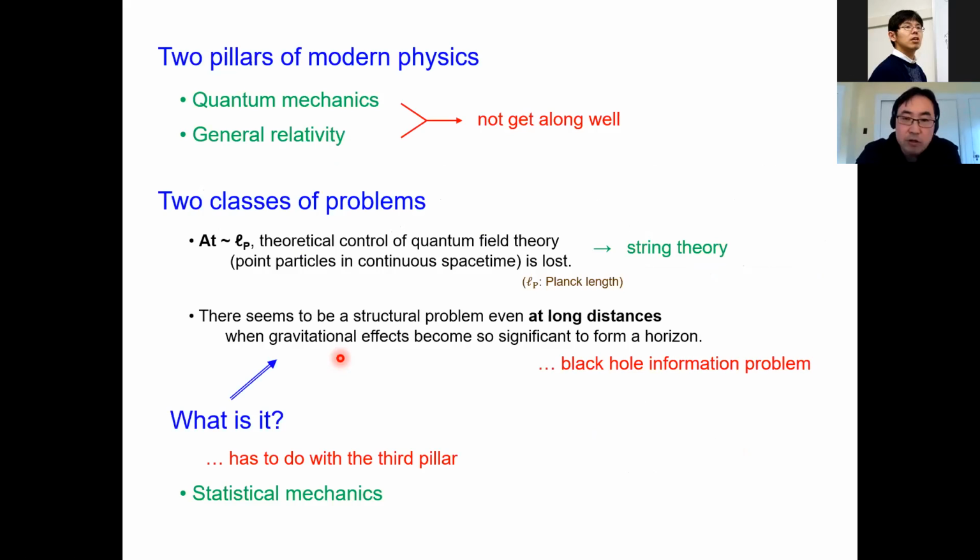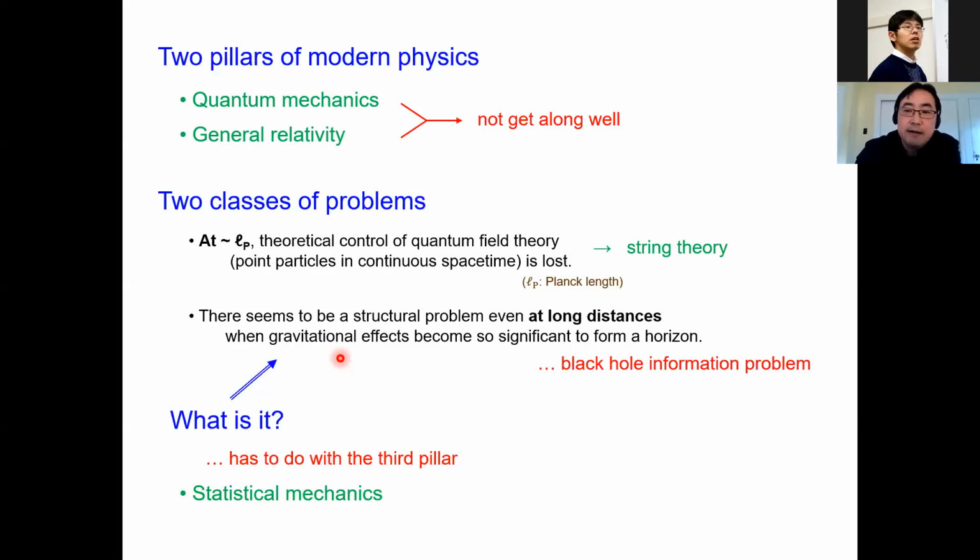Okay, as we all know, two pillars of modern physics are quantum mechanics and general relativity, and they do not get along very well. One problem is at short distances. As is well known, at the length scale of the Planck scale, where L_P is the Planck length, the theory loses control. You need an infinite number of free parameters to make the theory finite, and the description based on point particles in continuous spacetime is broken at that scale.